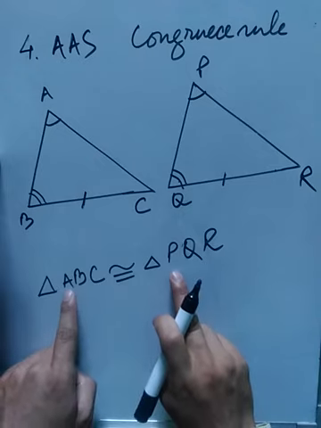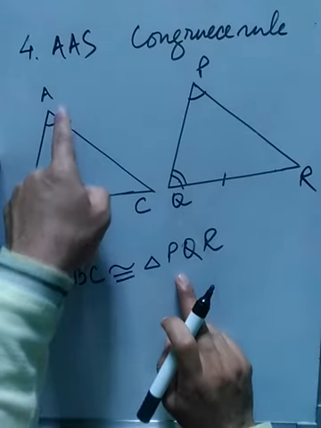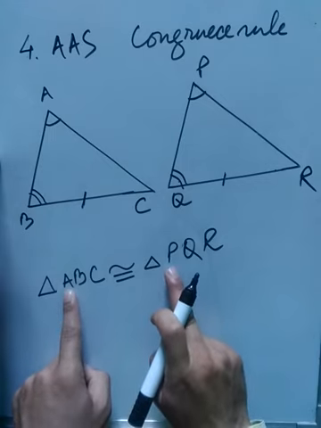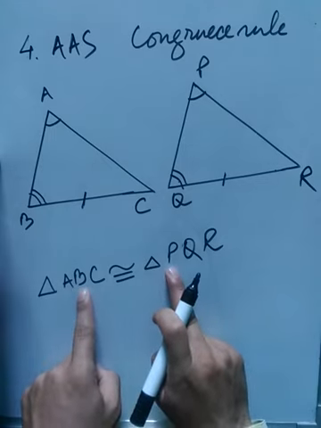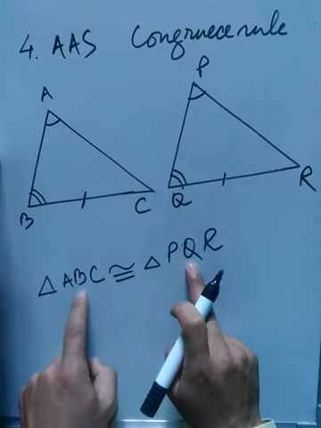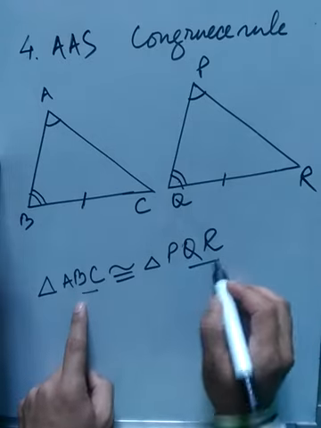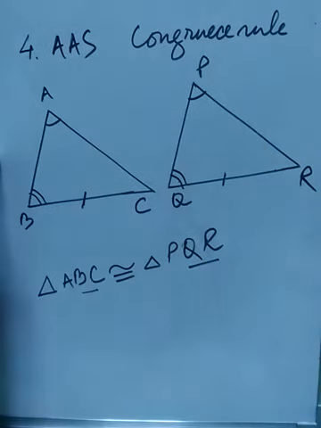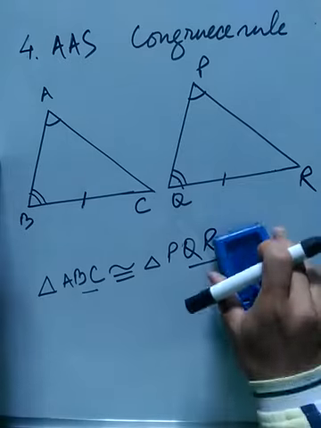So let us think once, cross check. Angle, angle, side. Angle A, angle P, okay. Angle B, angle Q, okay. Then side BC, then side QR. So these two triangles are congruent with the congruence rule, angle, angle, side. Okay, we'll be moving to the next.